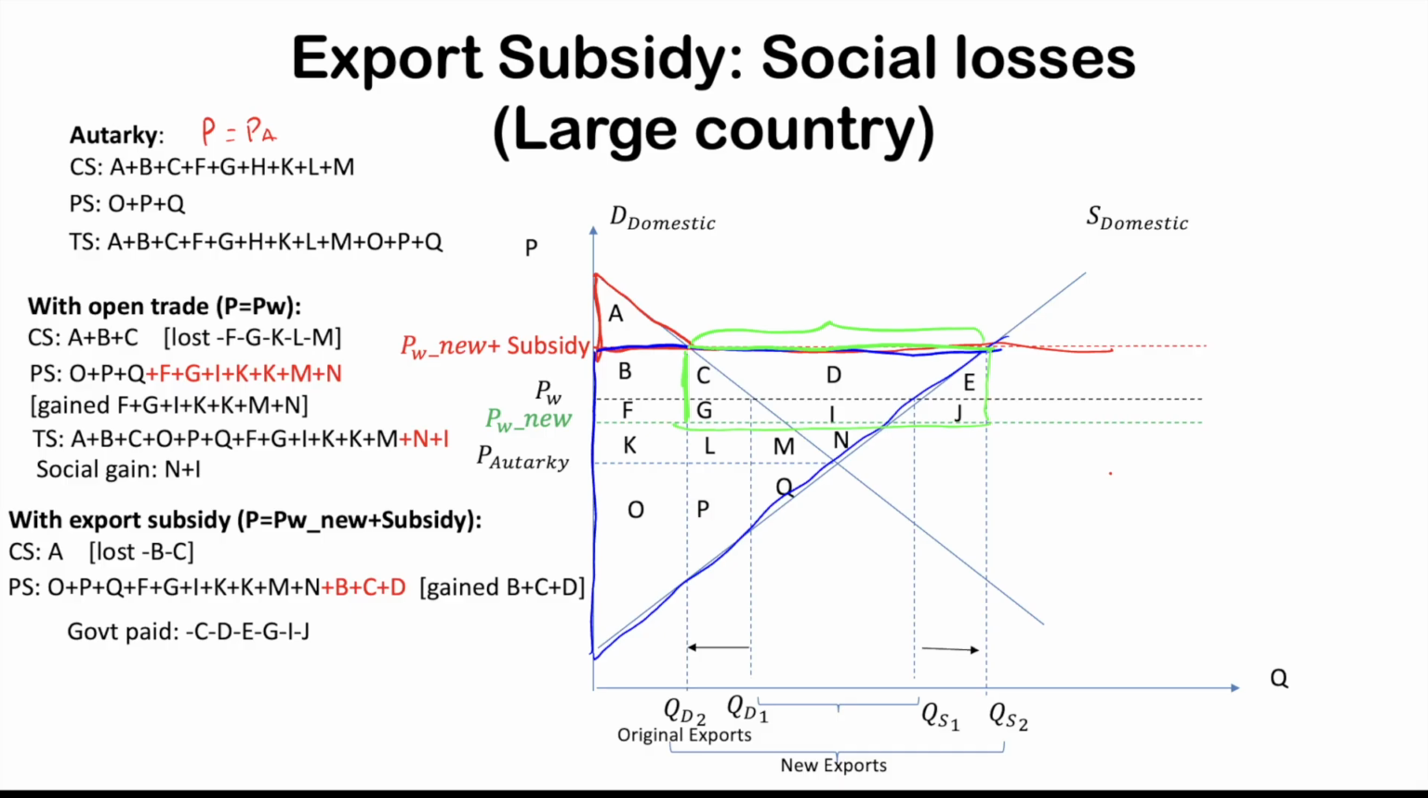CDE, GIJ. If we put the total surplus together, we find that there has been social loss. The social loss is equal to area C, area E, and GIJ. So this area here. So this area in magenta represents the social loss from this export subsidy.